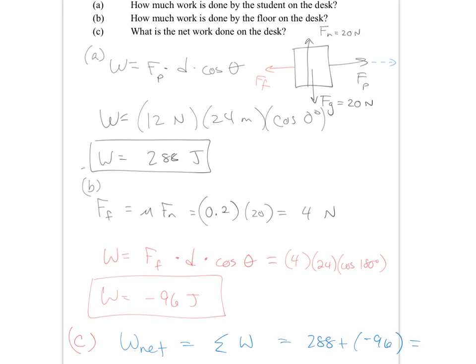Okay, 288 plus negative 96. 192. So the overall work done on this object between you and friction is going to be 192 joules of work.